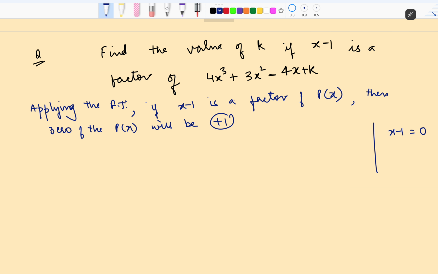x minus 1 is equal to 0, so x is equal to 1. 0 will be 1. Therefore, p of 1 should be equal to 0. p of 1 क्या होगा?